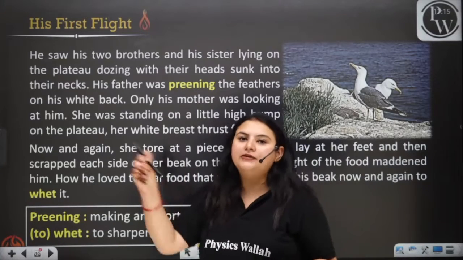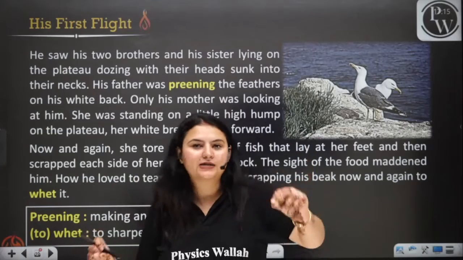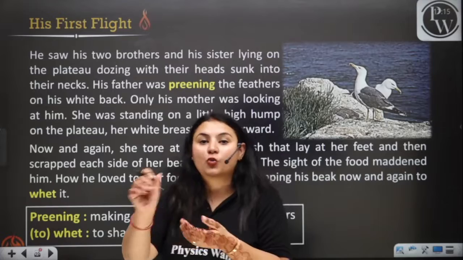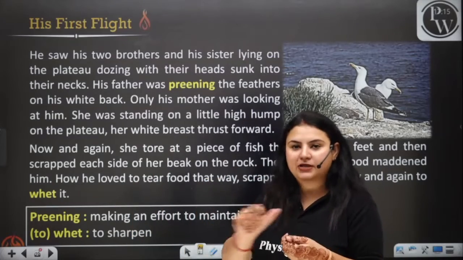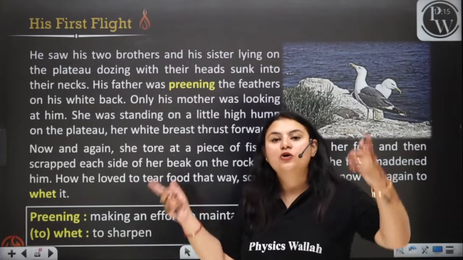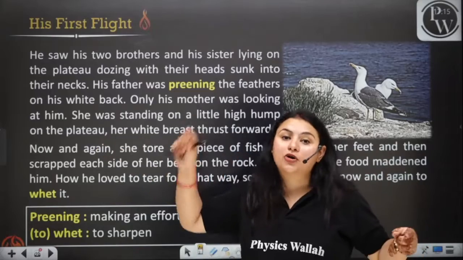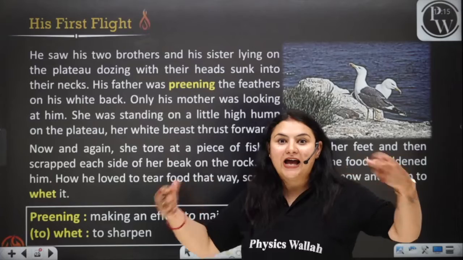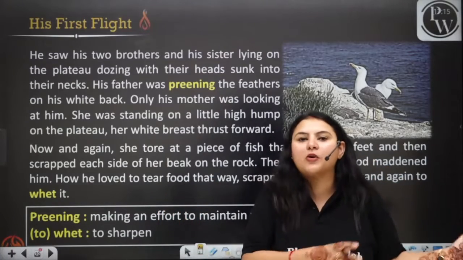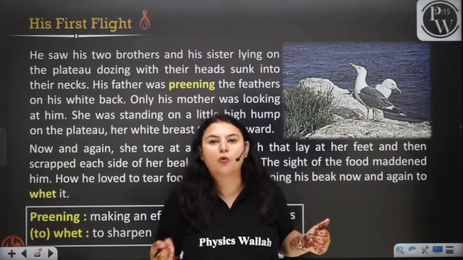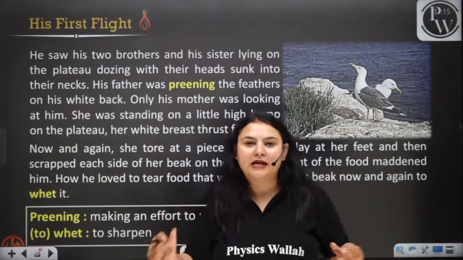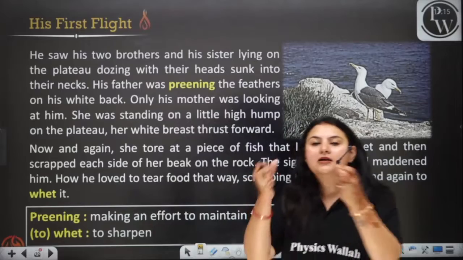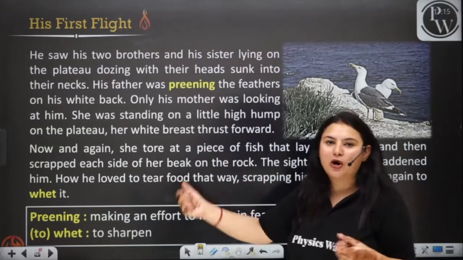Why? Because the mother knows that the young seagull loves to tear the food like that. He loves to wet his beak. Wet his beak means sharpen his beak. Now, she is doing the same things in order to mock him, in order to taunt him, so that he gathers up some courage. Okay, he wasn't doing it because he was a coward. Maybe he'll do it when he'll be more crazy for food. So that is why the mother is actually trying to set up a bait for her son.